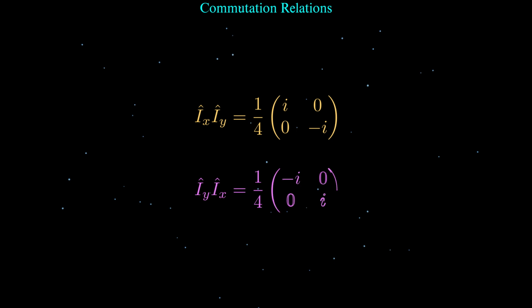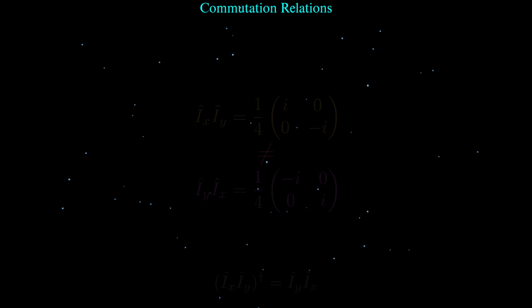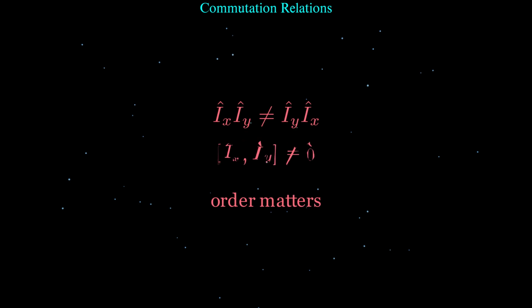And this is one of the commutation relationships. We did Ix, then Iy, and got this matrix. But when we did Iy and then Ix, we got this matrix. Those are not the same matrices. Cool side note though, they're actually Hermitian conjugates of each other. But anyways, this says the order matters. And because the order matters, the commutator is not 0. That's what it means to say that Ix and Iy do not commute.